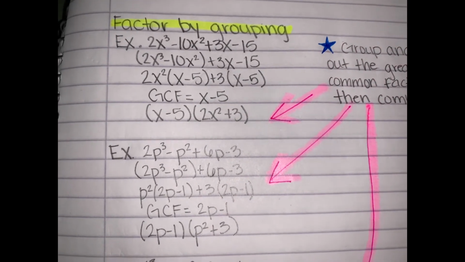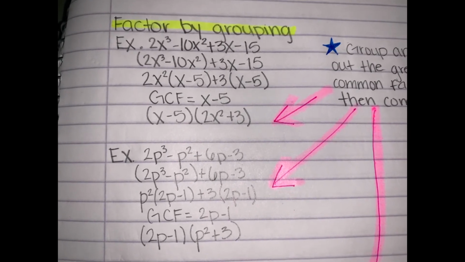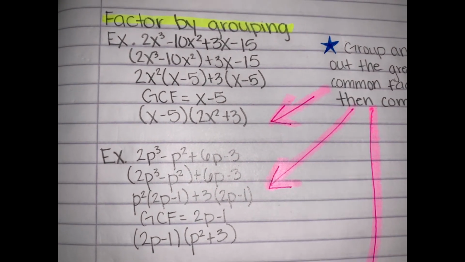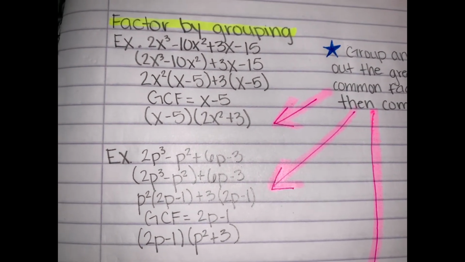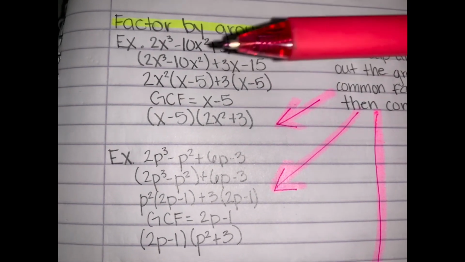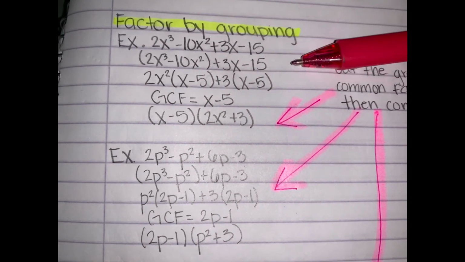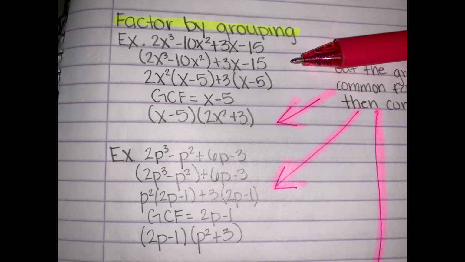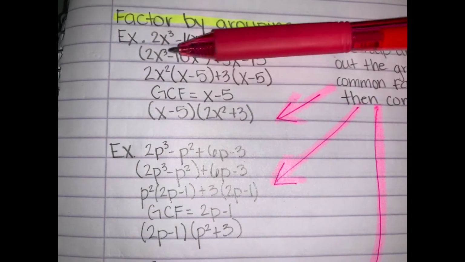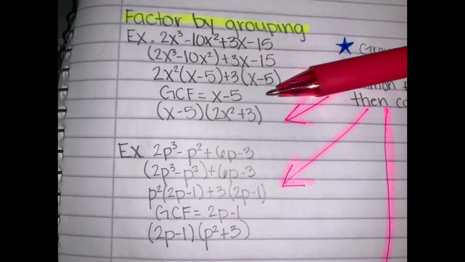And so my first example was 2x to the third power minus 10x squared plus 3x minus 15. And what I did first was factor out the greatest common factor from each group. So I first did 2x to the third in parentheses minus 10x squared plus 3x minus 15. And you group the first two terms and the last two terms. So then I got 2x squared in the parentheses 5 minus x plus 3, 5 minus x.